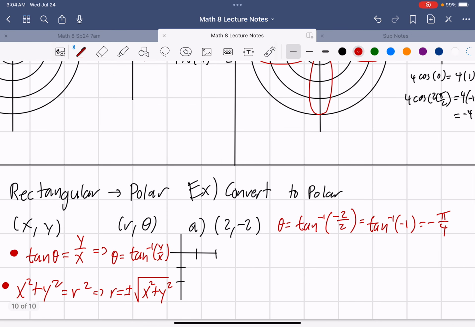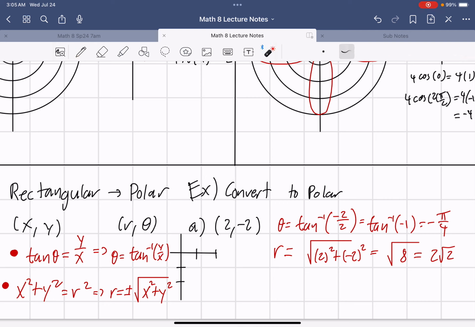And then for r, we plug into this formula. It's going to be the square root of 2 squared plus negative 2 squared. 2 squared is 4, negative 2 squared is 4. That's going to be the square root of 8, which simplifies to 2 square root of 2.